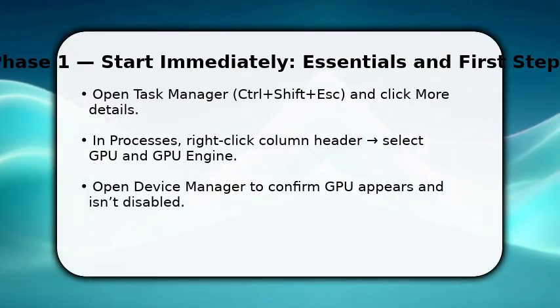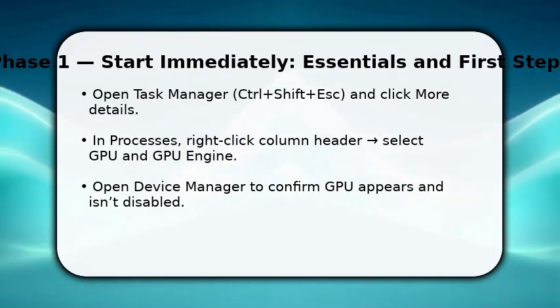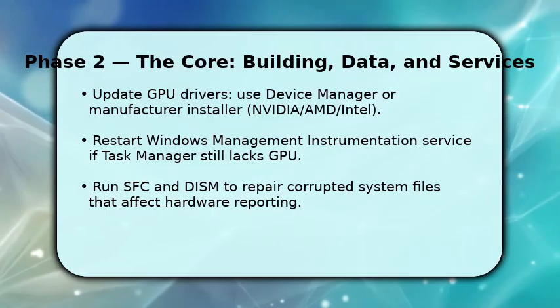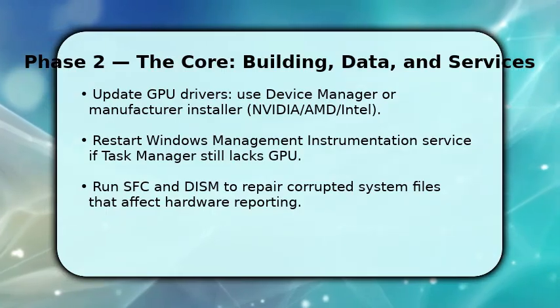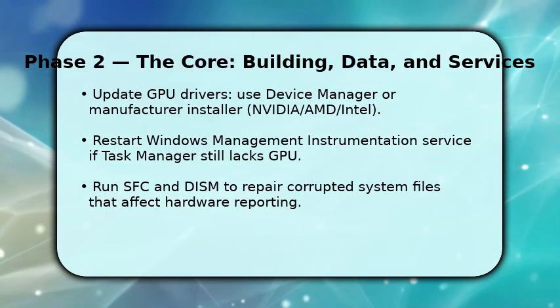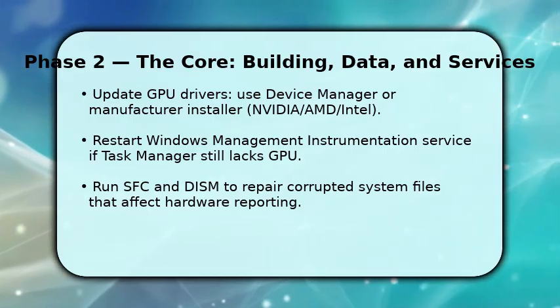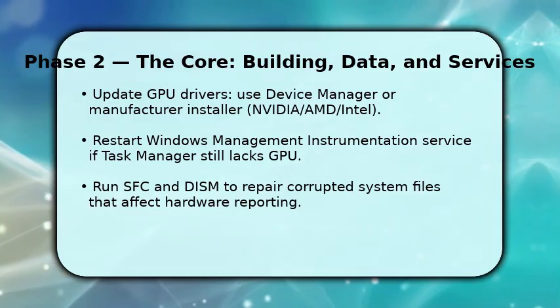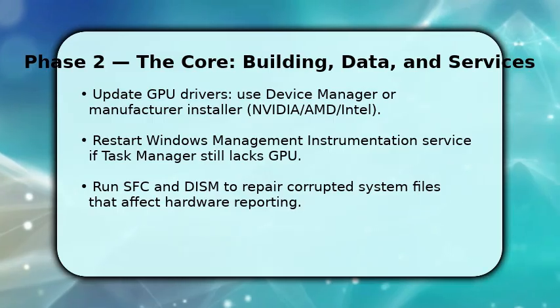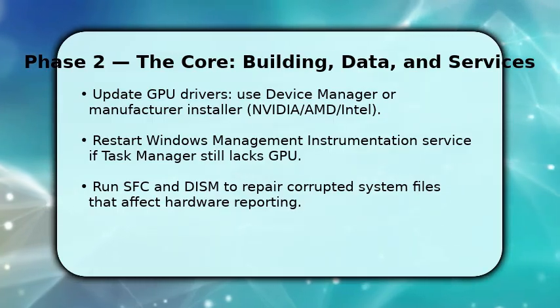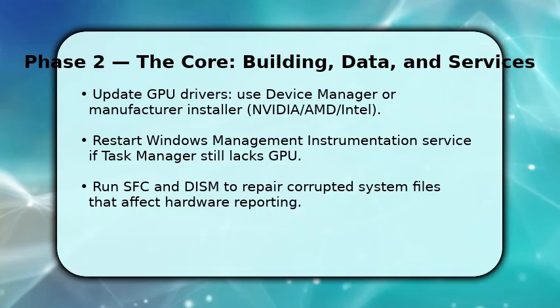Now you address drivers and core services because the Task Manager reads GPU data from system services and drivers. First, update the GPU driver from Device Manager or the vendor installer. Restart the PC after installation. If Task Manager still doesn't show the GPU, open Services and restart Windows Management Instrumentation.